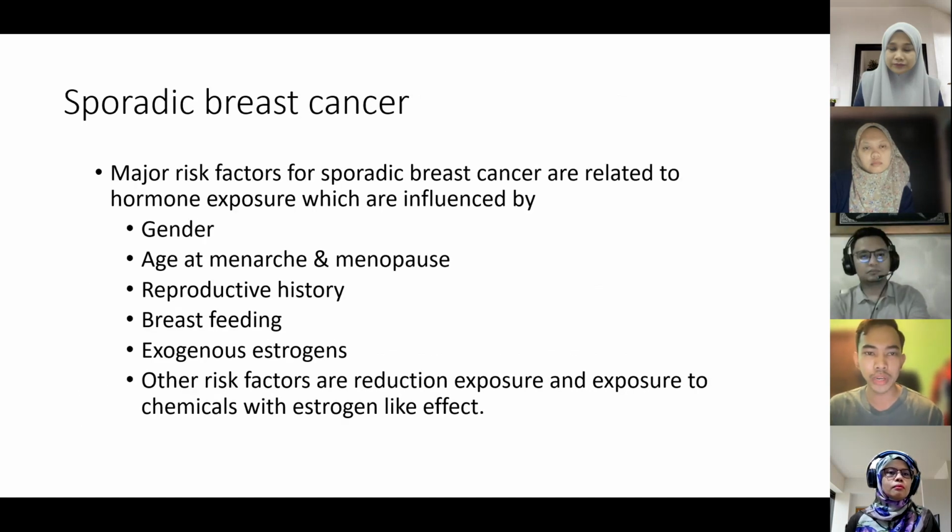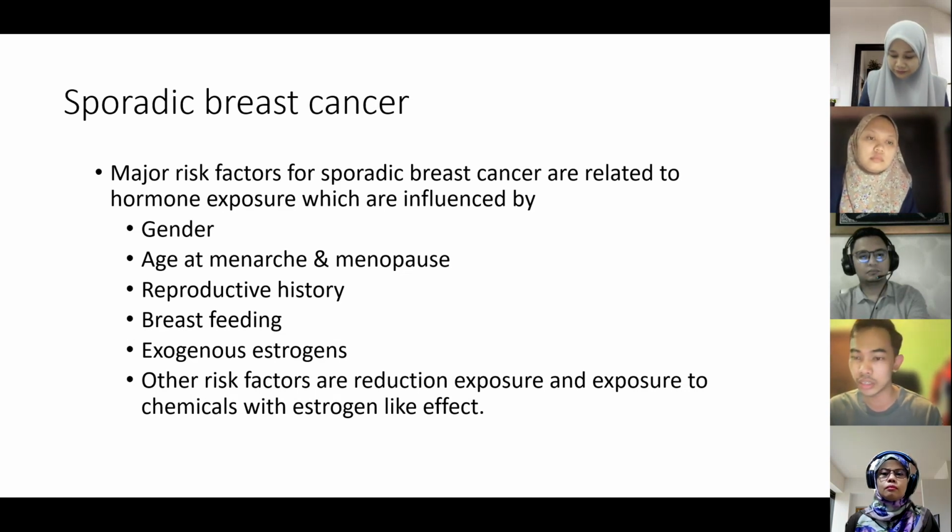So we talk about sporadic breast cancer. The major risk factors for sporadic breast cancer are related to hormone exposure, which is influenced by gender, age, reproductive history, breastfeeding, exogenous estrogen, and also other risk factors such as radiation exposure and exposure to chemicals with estrogen-like effect.